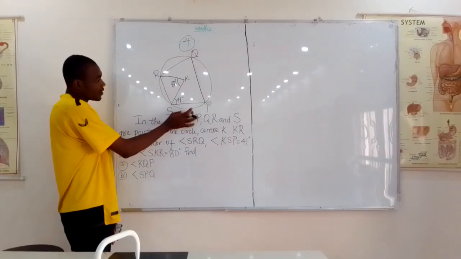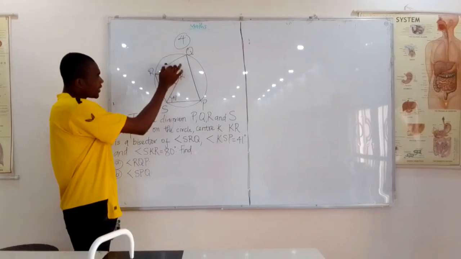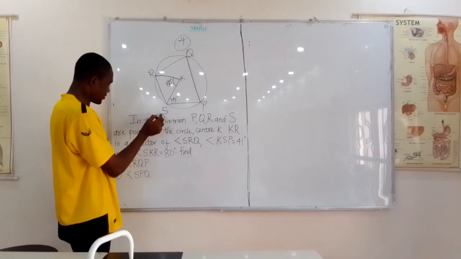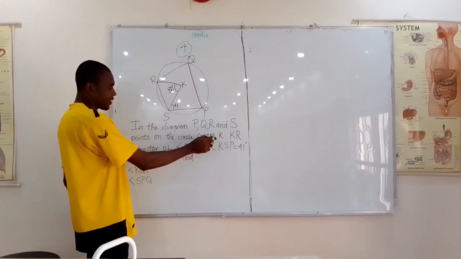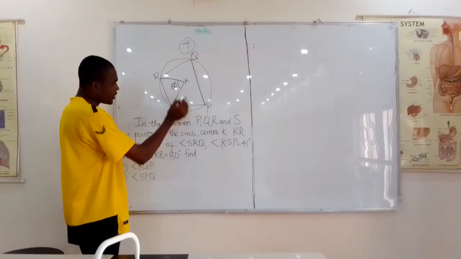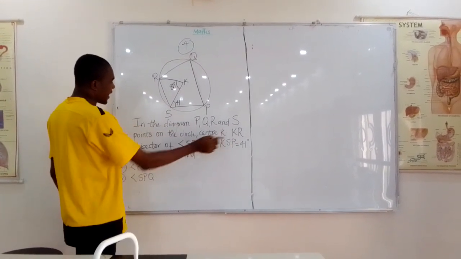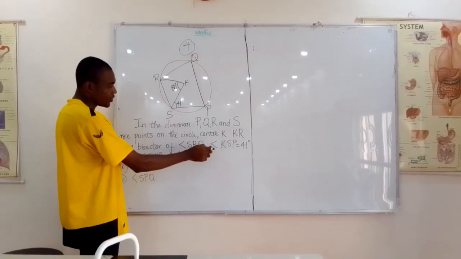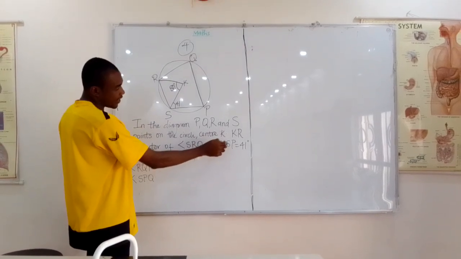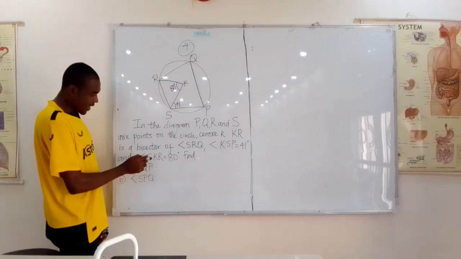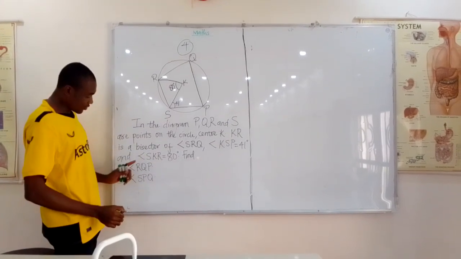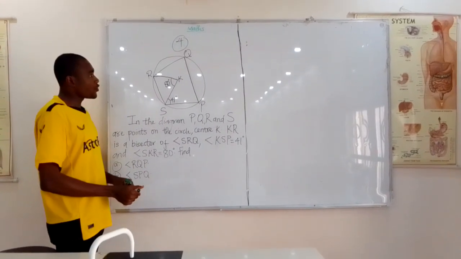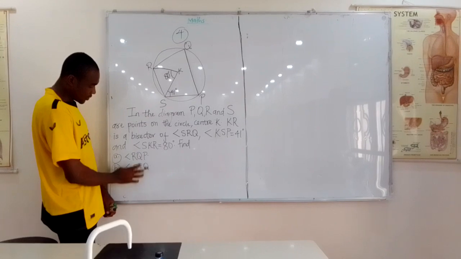The question is, as on the board, in the diagram, P, Q, R, S are points on the circle, where K is the center. Line KR is a bisector of angle XRQ. Then angle KSP is 41 and SKR is 80. They are asking us to find angle RQP and SPQ. You can decide to mark these angles with any letter.